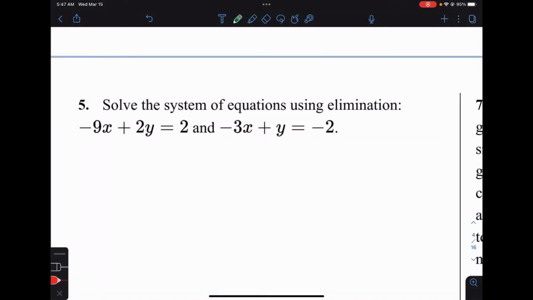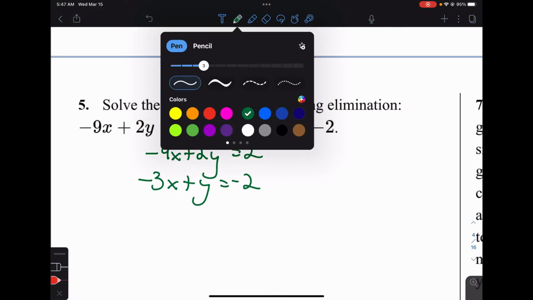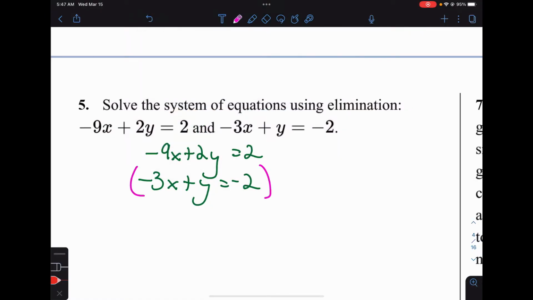So we're going to go ahead and solve another system of equations using the elimination method here. In this case, they didn't line them up nicely for us, but we can line them up ourselves, right? So we've got negative 9x plus 2y equals 2. We've got negative 3x plus y equals negative 2. Now again, neither of these cancel right off the bat. I'm going to go ahead and multiply this bottom row here by a negative 2.